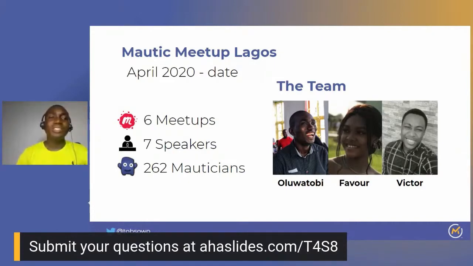We got the Mautic meetup account set up, and then scheduled our first event to happen in April. We booked the venue already. That was NGO Batiaba, the Facebook NGO, and everything was pretty ready for us to go there physically and have the event. But unfortunately, about the third week in March, COVID-19 happened, and it wasn't possible anymore to hold the physical meetup.